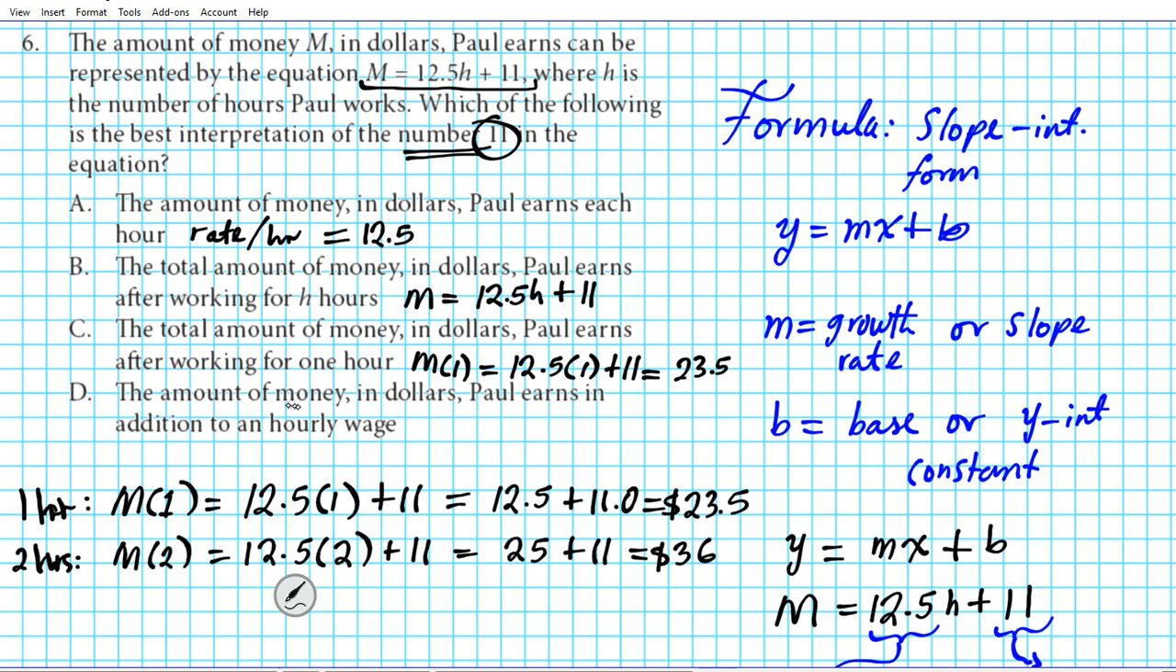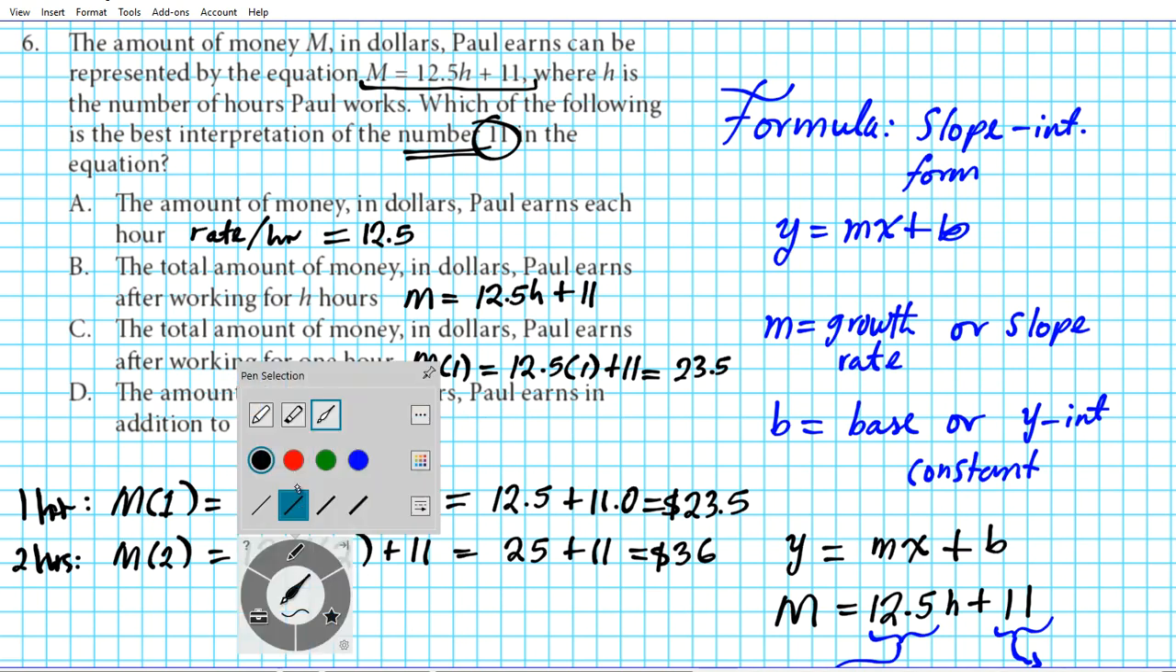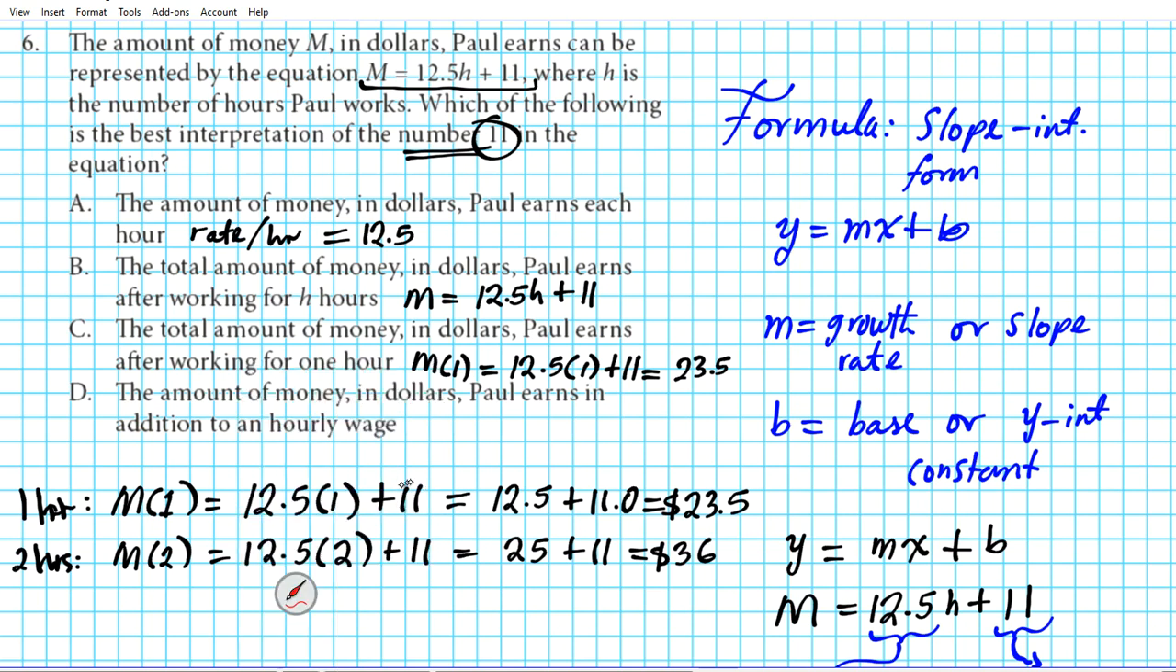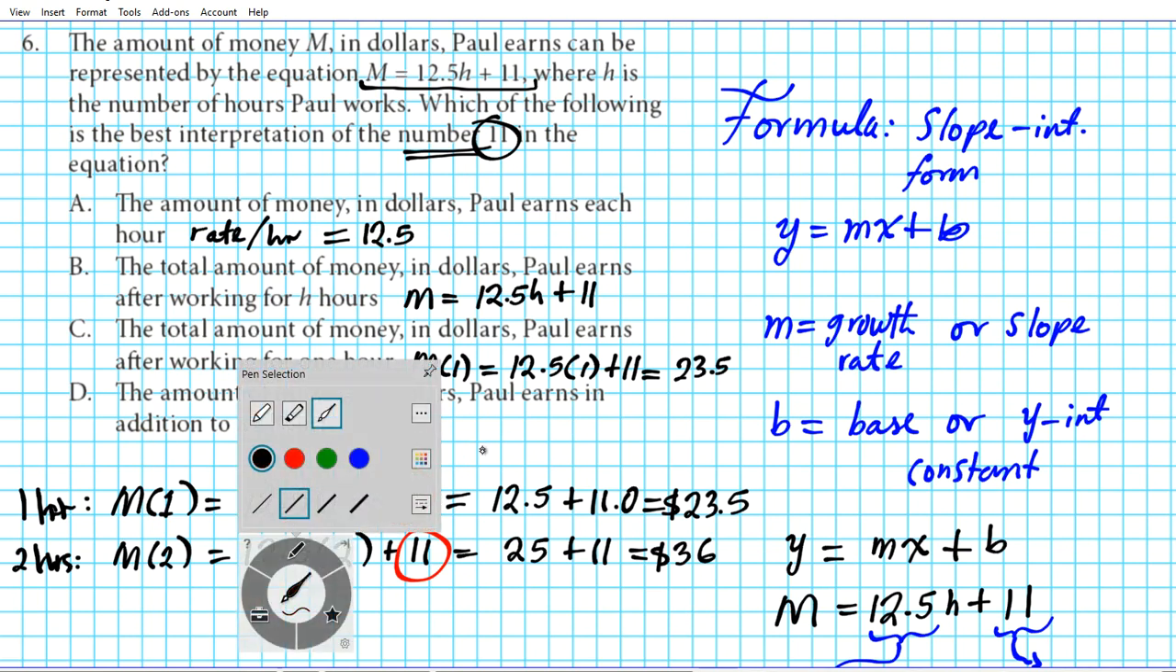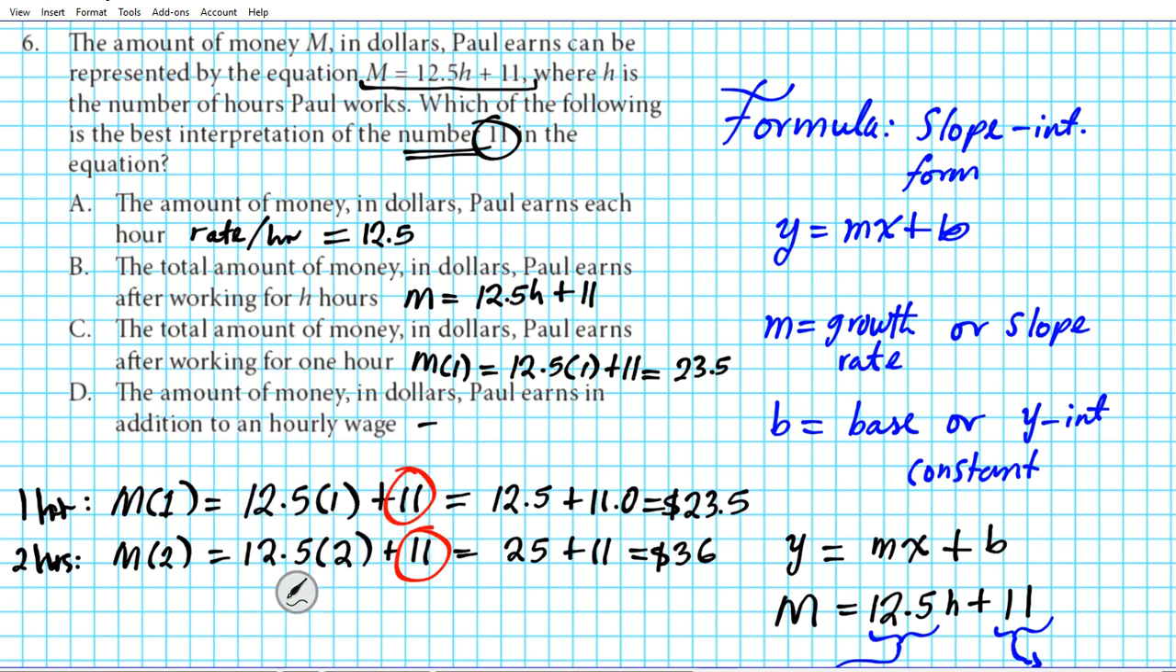Option D, the amount of money in dollars that Paul earns in addition to an hourly wage. So this is talking about that base wage that's constantly being added to how much he makes every hour. And what is that amount? That constant that's always been added is 11. So option letter D is the correct interpretation of what 11 means in this equation. So our answer is option letter D.